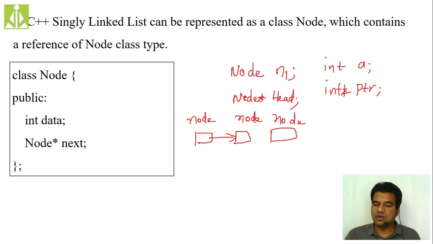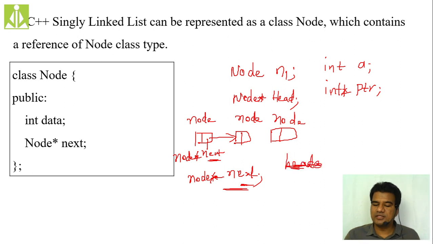So the first data part, of course, is going to be type specific, whereas the second part is next, isn't it? And this next should be of type node star, because this next is going to point to another node. This next is going to store the address of another node. So that is the reason why we need to create node star next. Next type must be node star, and head is also going to point to the first node.